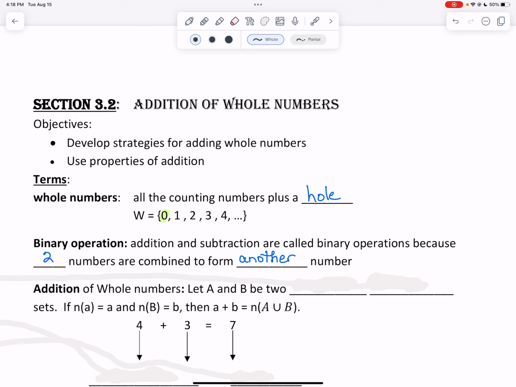When you do addition, we're going to let A and B be what's called two disjoint finite sets. What in the world does that mean? Well, a finite set just means that it ends. It's finite, so it doesn't go on and on forever. Disjoint means that they don't have the same numbers involved in both sets. They don't have any repeats. Disjoint, very different.